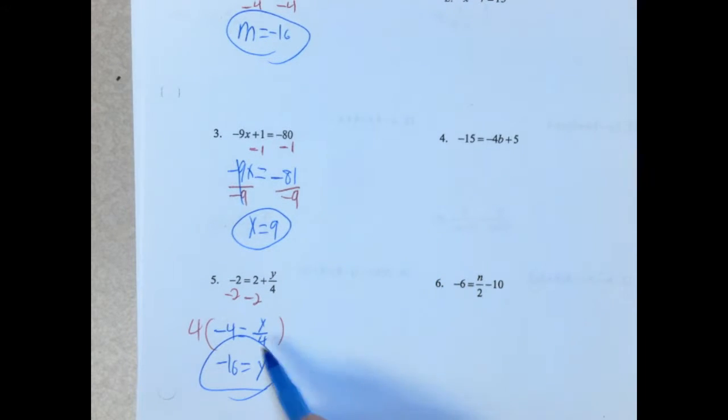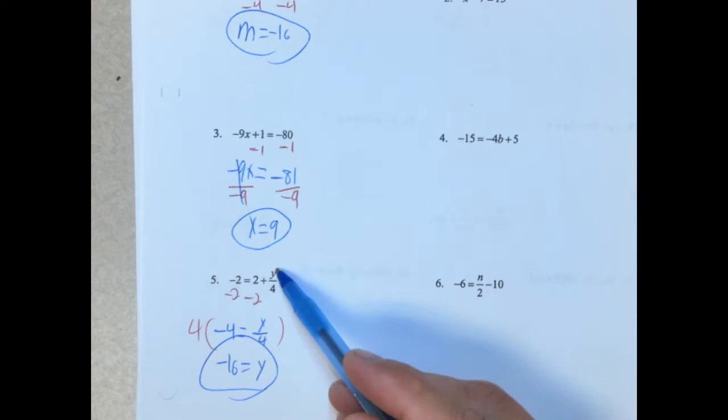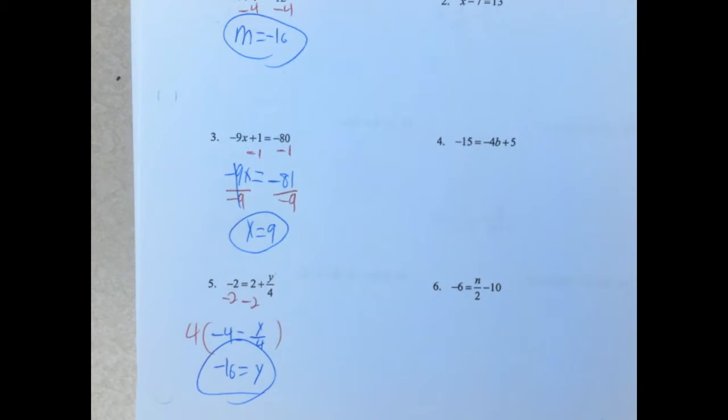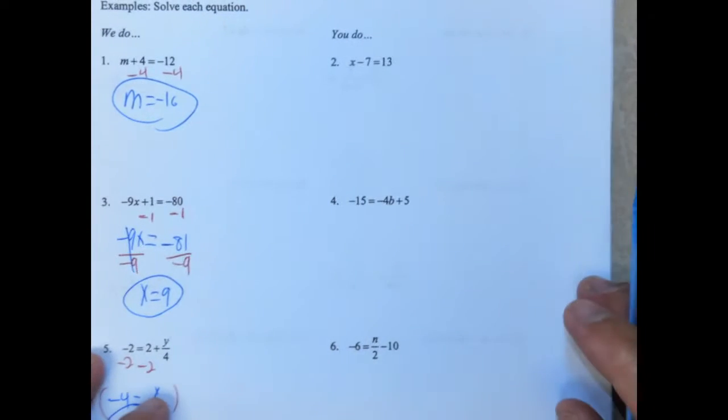You can go ahead and check these if you want. You plug this back in. Look, negative 16 divided by 4 is negative 4. 2 plus negative 4 is negative 2. Both sides are negative 2. It works. You can always check these if you want to.